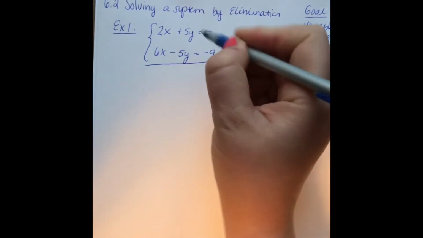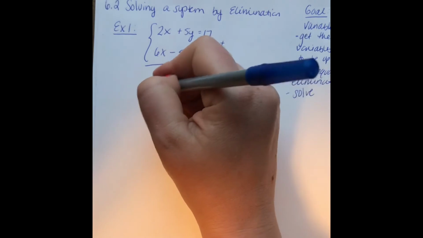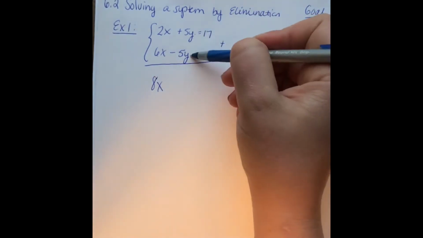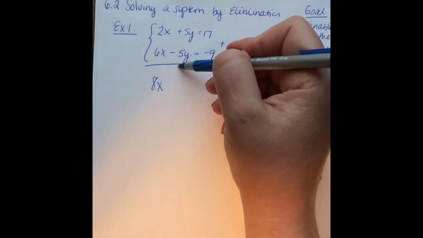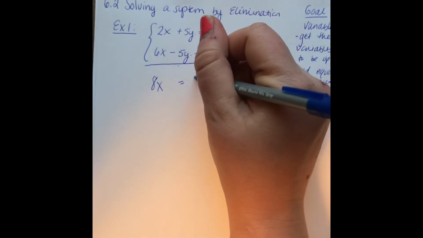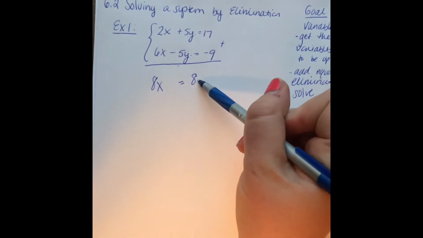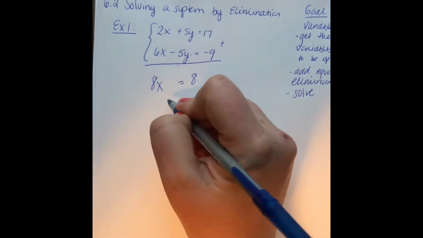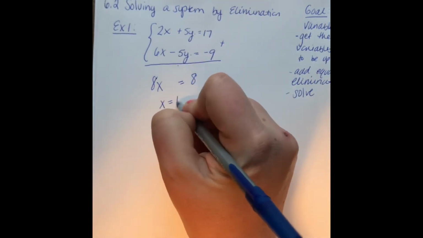And when I add them together, 2x plus 6x is 8x. 5y minus 5y, that gets eliminated. That's why it's called elimination. And it's equal to 17 minus 9 is 8. Now we're left with this equation, which we can solve. Divide both sides by 8. You get x is equal to 1.